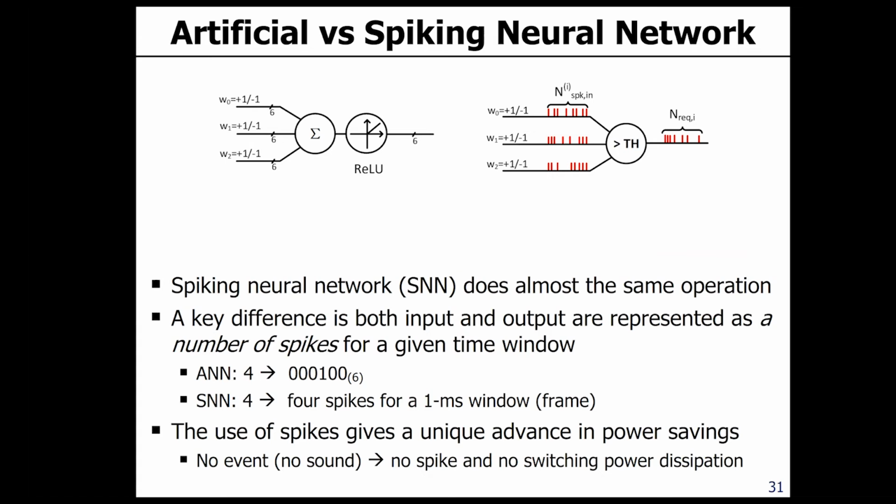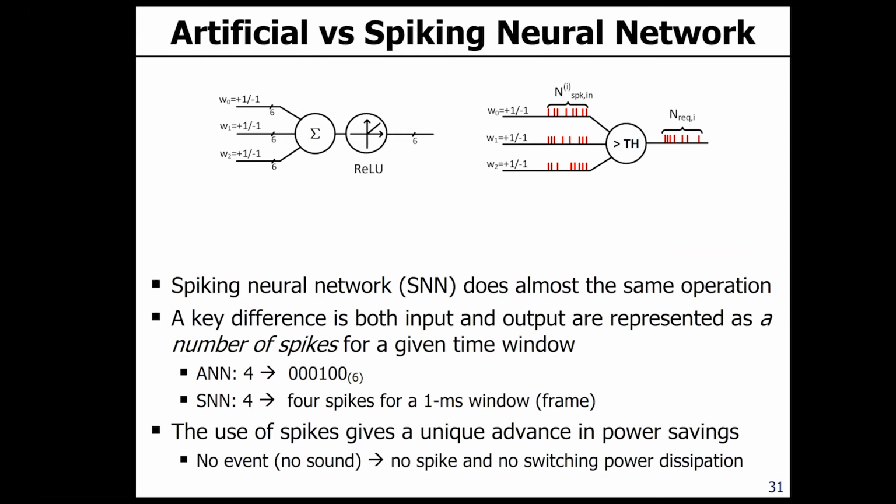The key difference here is how you represent a number or a value. There are many ways and many different spiking neural nets, but the most popular approach is using the spiking rate. For example, if I want to represent the value 4, they send or create 4 spikes in a given time window. It could be 1 millisecond, 1 microsecond, or 1 nanosecond, but essentially they represent the number as the number of spikes.